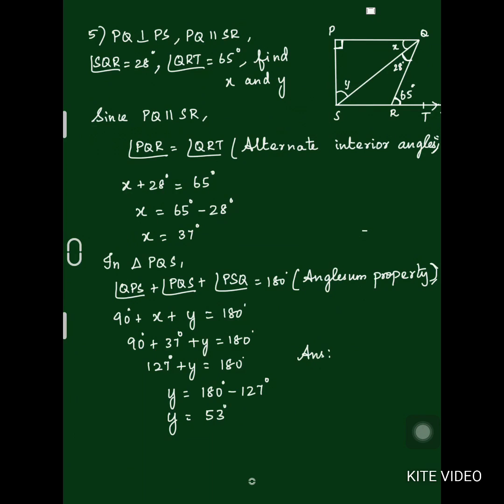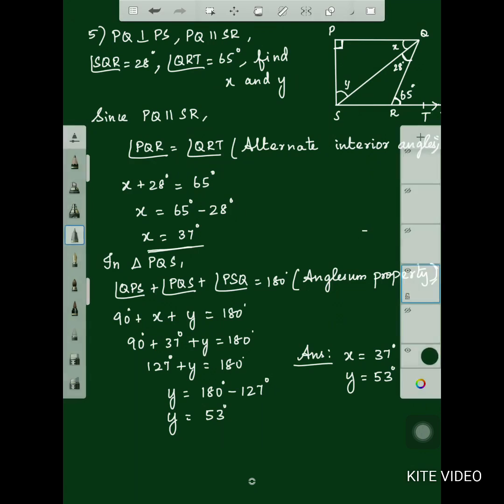So what is the answer? They told you to find X and Y. X is 37 degrees and Y is 53 degrees. So what we did? PQ and SR are parallel and QR acts as a transversal, so alternate interior angles are equal. So PQR is equal to QRT. So X plus 28 is equal to 65. From that we found X is equal to 37 degrees. Then we applied the angle sum property for the triangle PQS. So 90 plus X plus Y is 180 and we substitute the value of X as 37. From that we found the value of Y as 53 degrees. Is it clear, children?